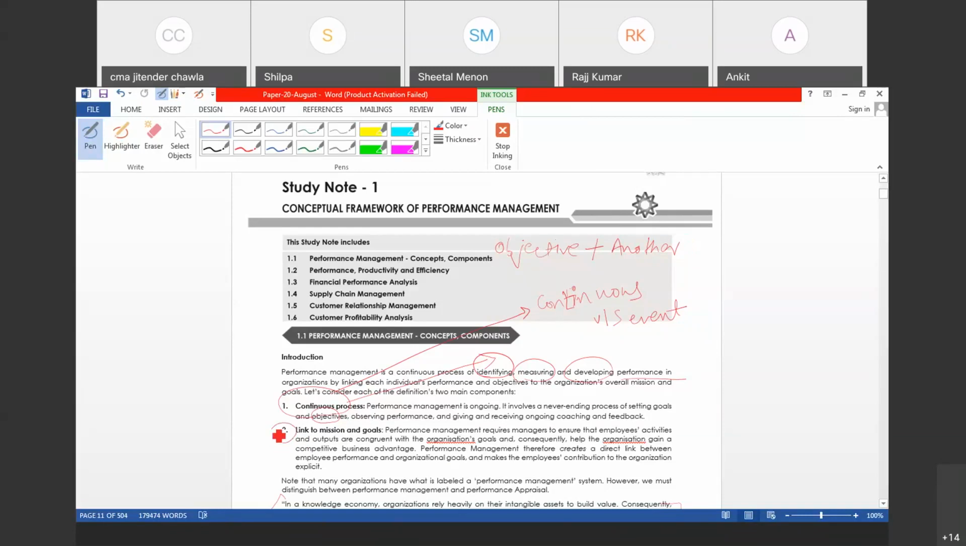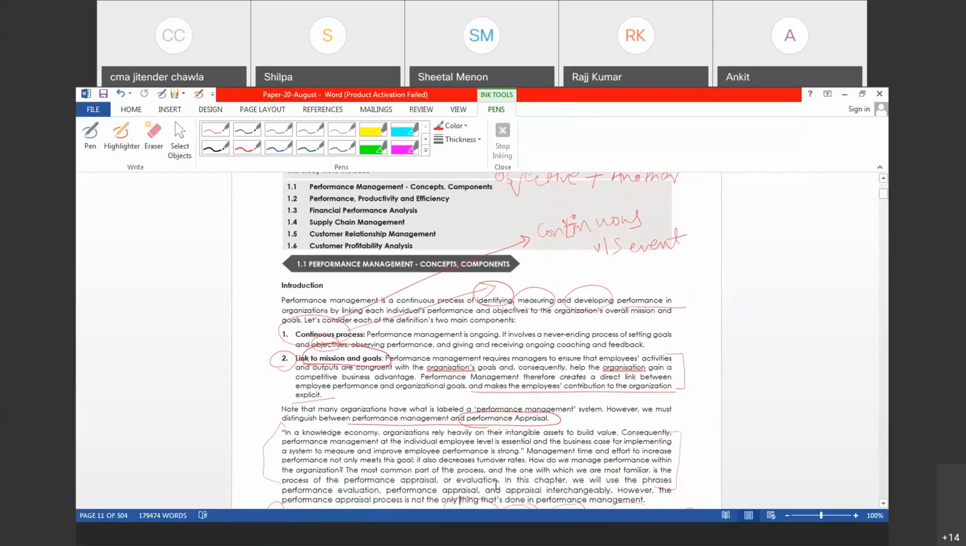And second thing, it is linked with mission and goals. Whatever the goals are, they should be understood by the employee so that the employee's contribution to the organization must be explicit, right? So I must say there is a difference between performance management and performance appraisal. Appraisal means you are checking, seeing what is positive, and giving the rewards. While management comes from the very beginning, it starts from planning and goes on to performance appraisal. So could I say performance management is a broader concept and performance appraisal is a narrow concept, right?